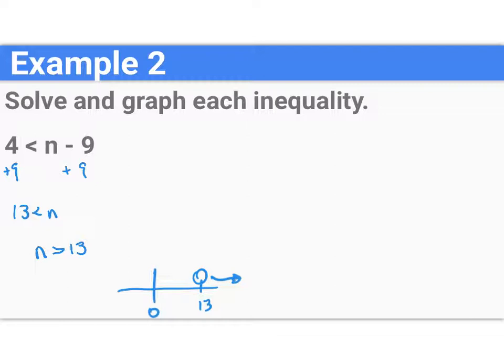And so what you have to remember is that a solution to an inequality is a set of numbers. An equation will give you one number, even though we solve inequalities the same as equations. An inequality will give you a set of numbers. So it's all numbers bigger than 13.